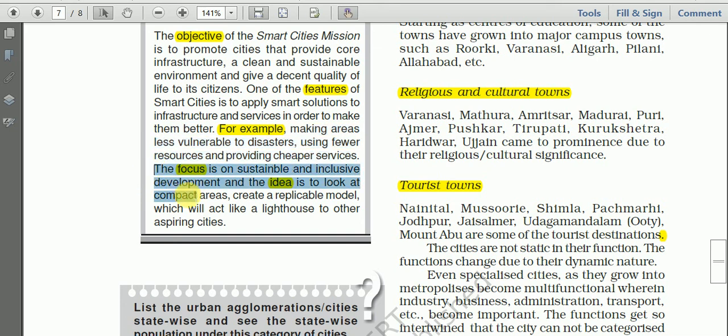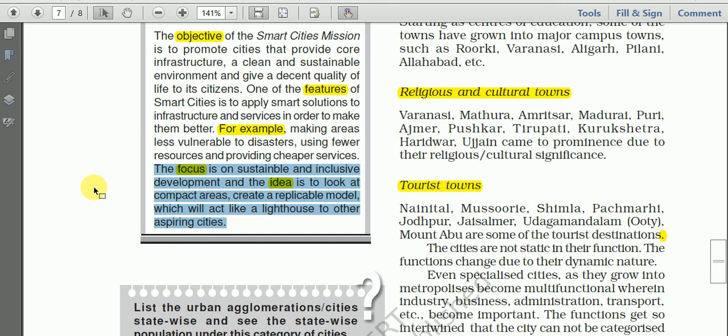And the focus is on sustainable and inclusive development, and the idea is to look at the compact areas and create a replicable model which will act as a lighthouse to other aspiring cities. So the main focus of the Smart Cities mission is on sustainable and inclusive development. While developing the cities and the infrastructures, we should not compromise the environment. We should not pollute the environment. Any kind of pollution should not be there.